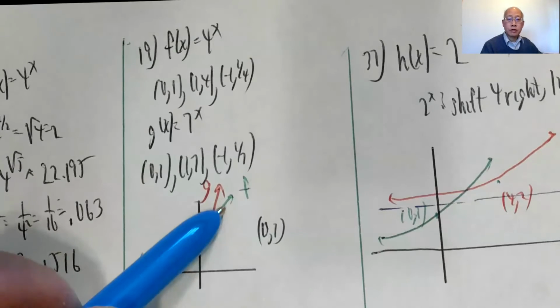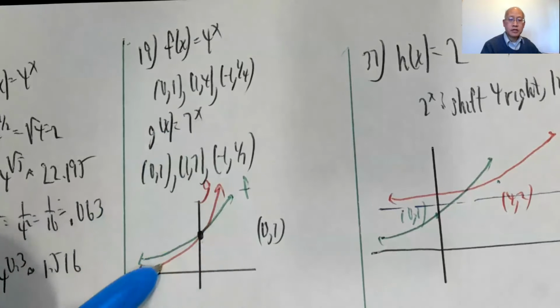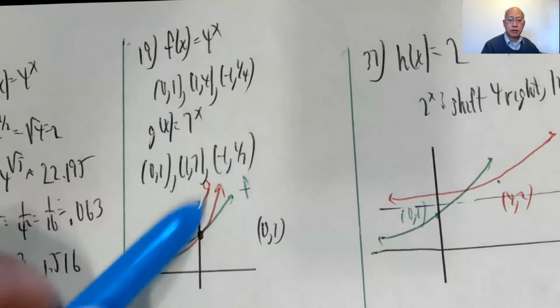So after 0, 1, the green one is f, 4 to the x is lower than 7 to the x, but on the left side, they reverse. The red is below the green, 1/4 is bigger than 1/7.